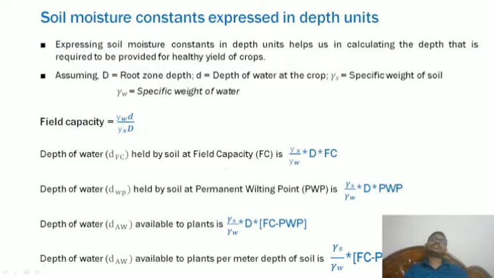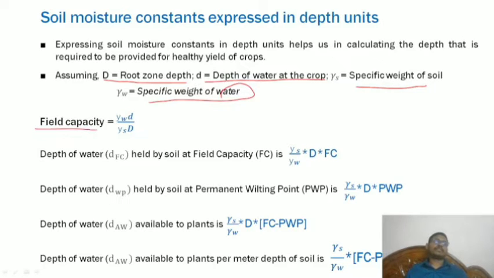Now, soil moisture constants expressed in depth units. Expressing soil moisture constants in depth units helps us calculate the depth of water that is required to be provided for a healthy yield of crops. Here we have some representations. Capital D means root zone depth, small d means depth of water at the crop, gamma S means specific weight of soil, and gamma W means specific weight of water.